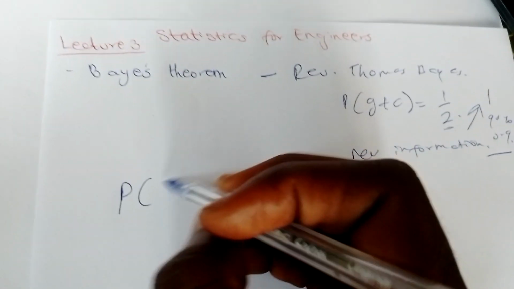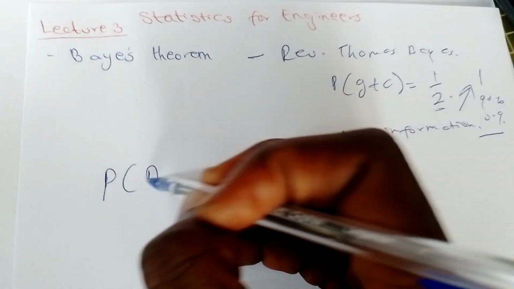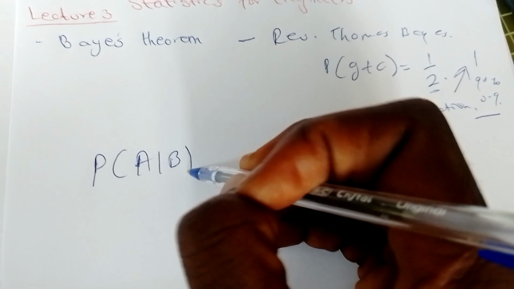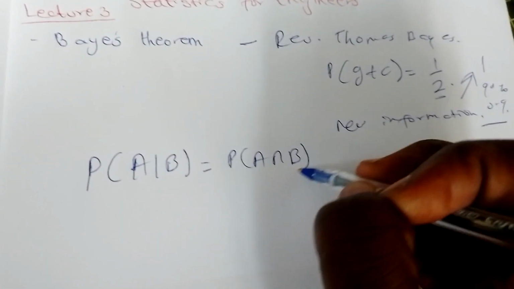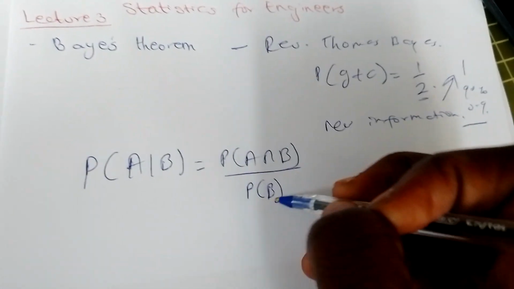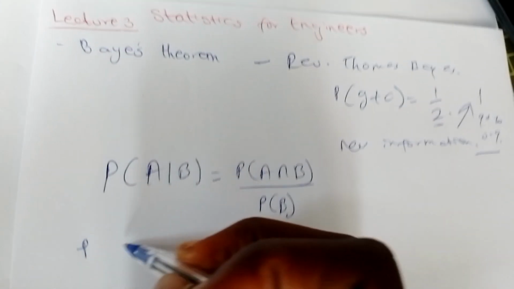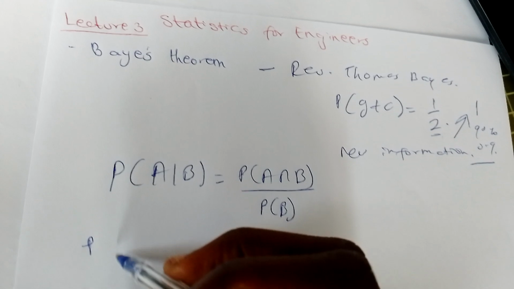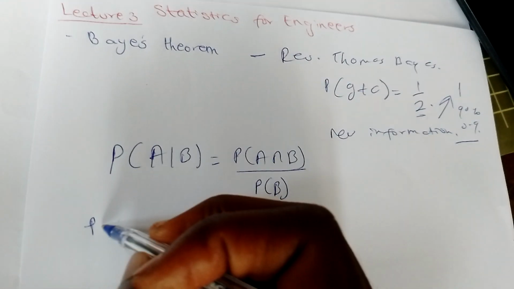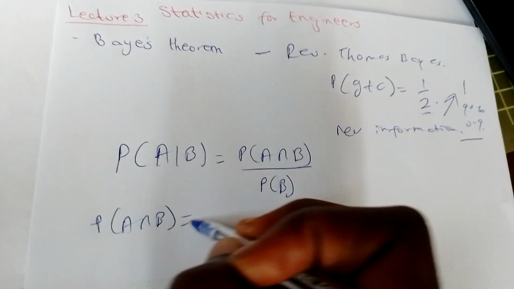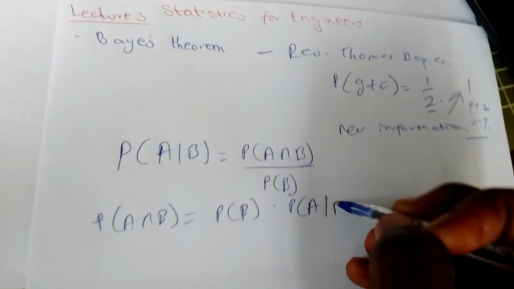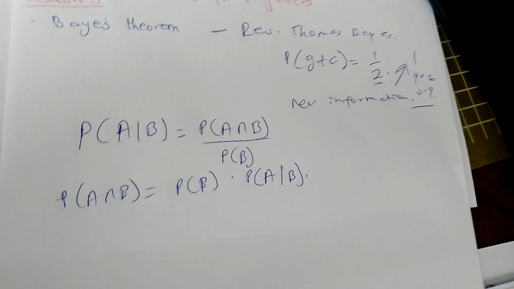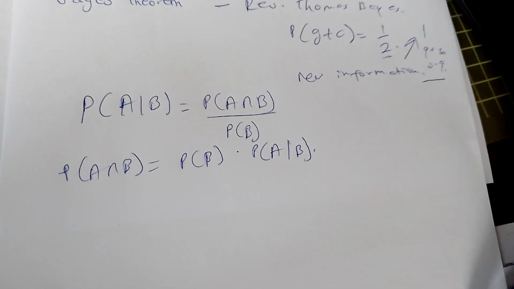Now let's re-establish the formula we had. The probability of A given B is the probability of A intersection B all over the probability of B. We can write this in different forms. For example, the probability of A intersection B equals the probability of B times the probability of A given B. They can be written in different forms and it's still fine.